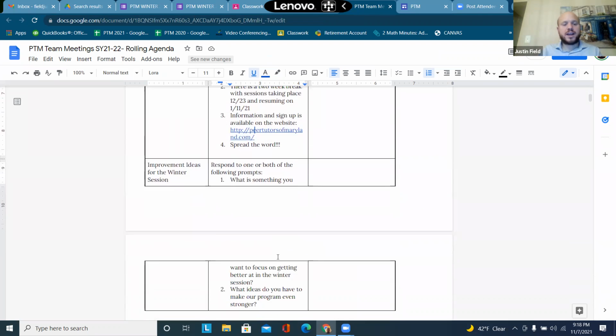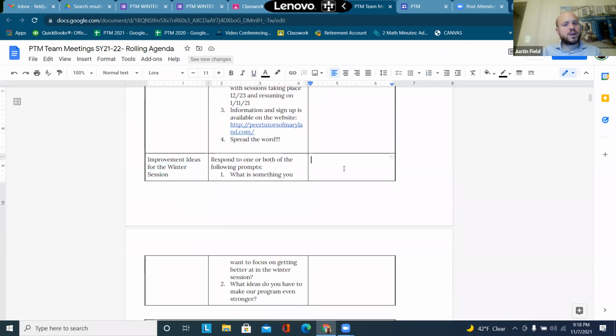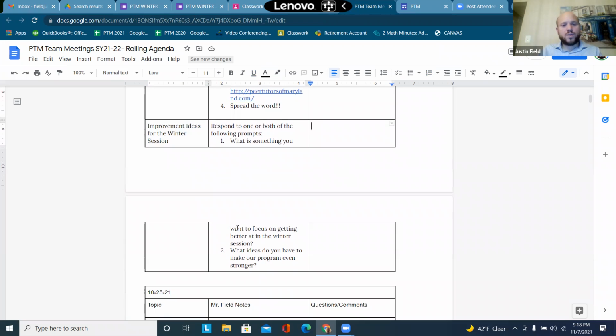And the last thing is improvements. So this is just, I want to hear from you. What is something that you want to focus on getting better at in the winter session? So just be reflective. What's something you want to work on? Set a goal and write it here. What ideas do you have to make our program even stronger? So respond to one or both of these prompts in this box right here.